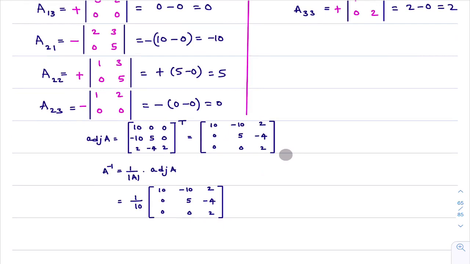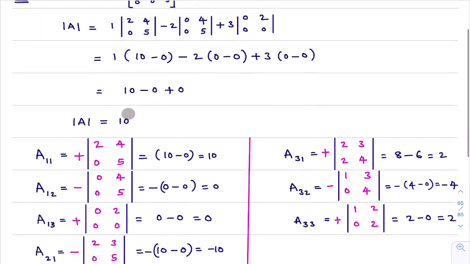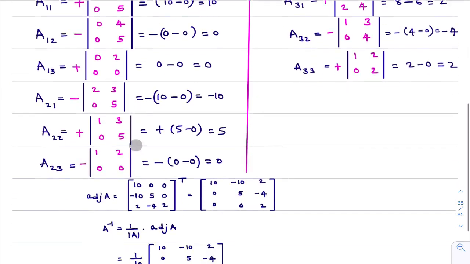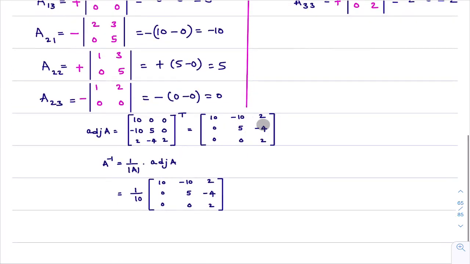What are they asking in the question? They are asking A inverse. To calculate A inverse, what is the formula? 1 by det A into adjoint A. Det A was already calculated in the beginning. We got det A as 10. Adjoint A, just now we got adjoint A. So A inverse formula is 1 by det A, det A is 10, into adjoint A. If you want, you can multiply each element of this matrix with 1 by 10, or else you can simply leave this here. Right? I hope you understand how to calculate the inverse of a 3 by 3 matrix.